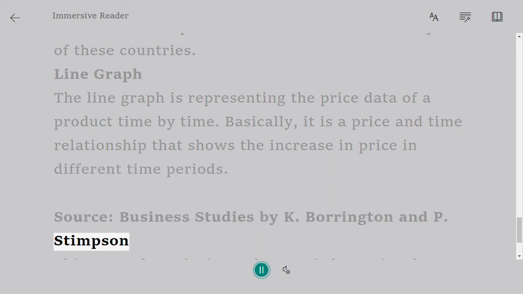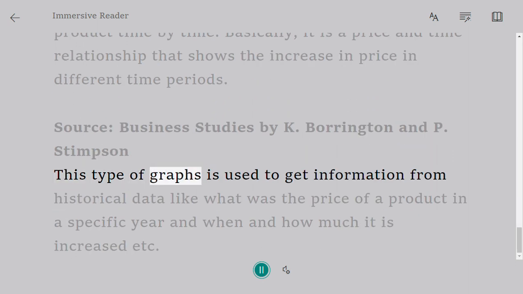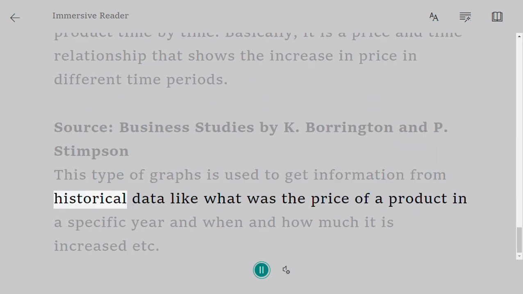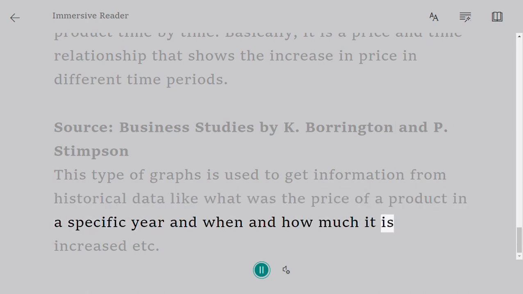Borrington and P. Stimson. This type of graph is used to get information from historical data, like what was the price of a product in a specific year and when and how much it increased, etc.